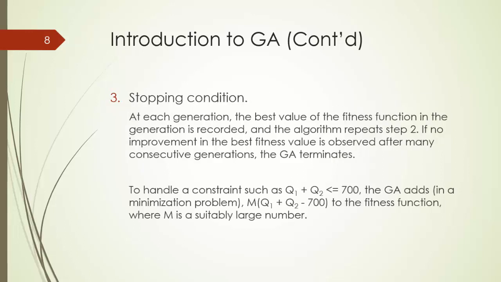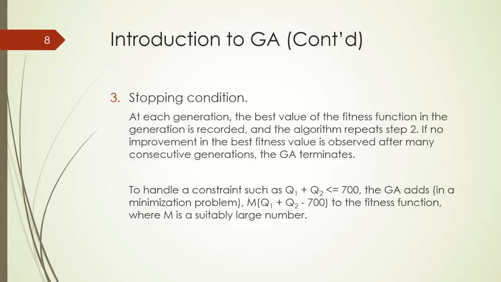Step 3 is to determine when to stop the algorithm, called the stopping condition. At each generation, the best value of the fitness function in the generation is recorded, and the algorithm repeats step 2. If no improvement in the best fitness value is observed after many consecutive generations, the genetic algorithm terminates.